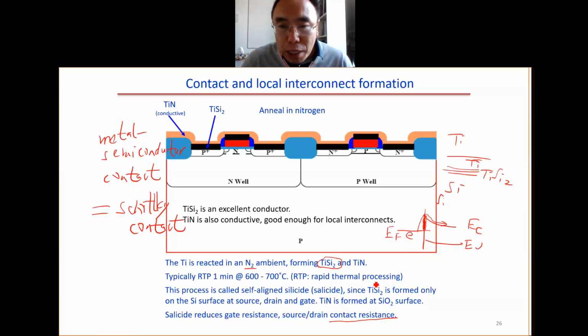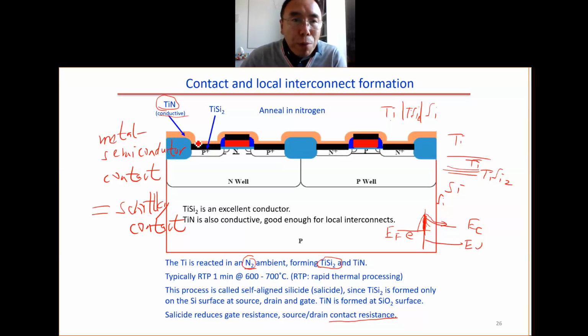To remove this contact resistance, we can have this titanium silicide alloy. That means we have titanium here, silicon here, and in the middle we have this titanium silicide. So here we have the gradual transition from the metal to the silicon. So we do not have this energy barrier here. This way we get smaller resistance. On the top part, we have this titanium nitride. This one is also conductive. Because of the nitrogen, we form the titanium nitride.